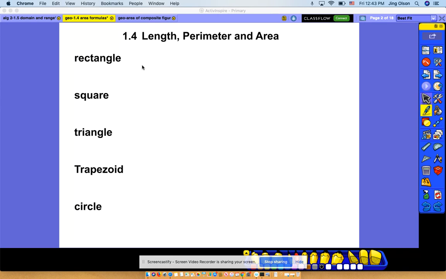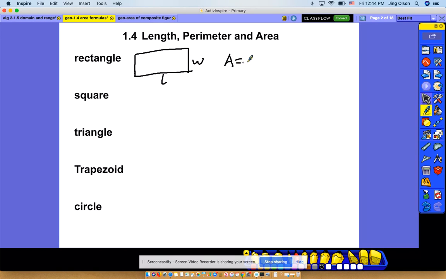The rectangle and square are pretty simple. We did these since probably 3rd grade. So length and width. Area is just going to be length times width, right? That's for the area. Perimeter, add these 4 sides up. So length plus width plus length plus width. I'm not going to spend much time covering the perimeter because that's really simple. You add the sides up, you get the perimeter.